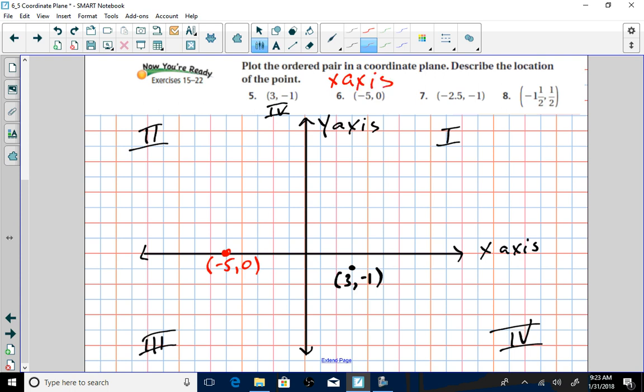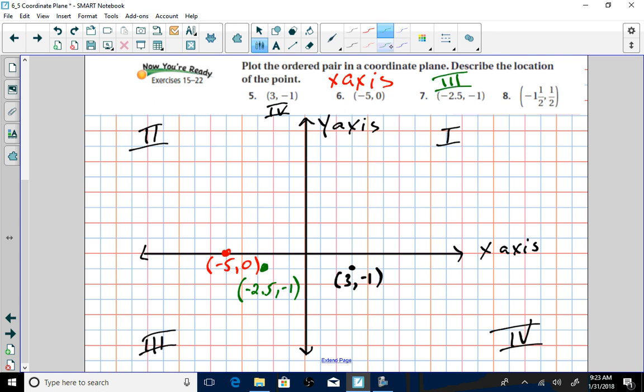All right? Change colors. -2.5 and -1. Well, where's -2.5 on the x-axis? Here's 1, here's 2. -2.5 is going to be here. But then we go down 1. So I'm going to be right here. That's a tricky one because we're talking about decimals. -2.5, comma, -1 is located here. What quadrant is that? Right, it's quadrant 3.